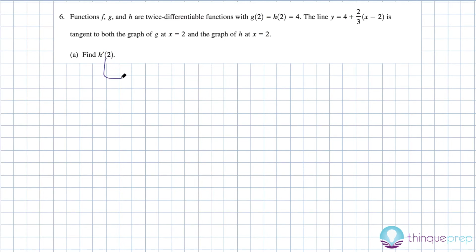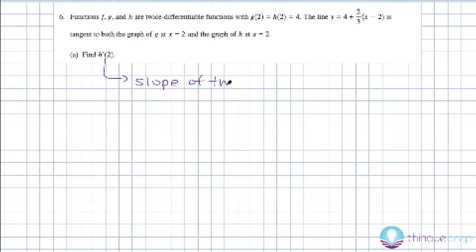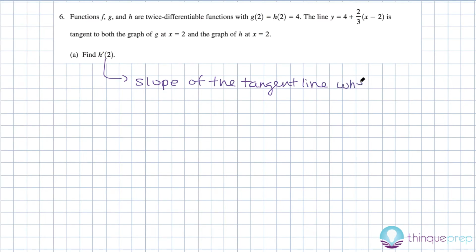And what does that mean? Well, the derivative of h is basically the slope of the tangent line when x is equal to 2. Well, they give us a tangent line. And if we look at this coefficient right there, 2/3, is the slope. So that's all you need to do for part A. Just say h prime of 2 is equal to 2/3.